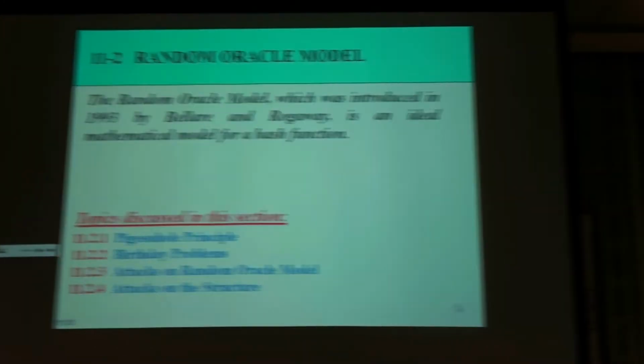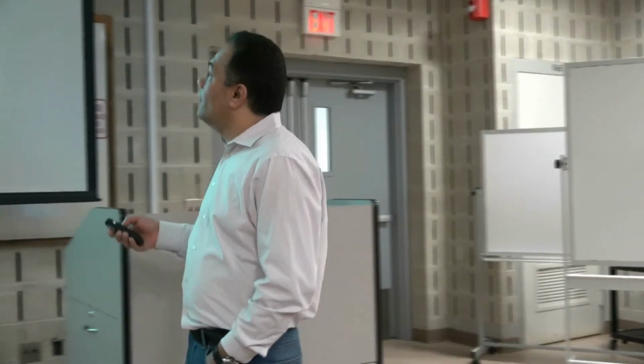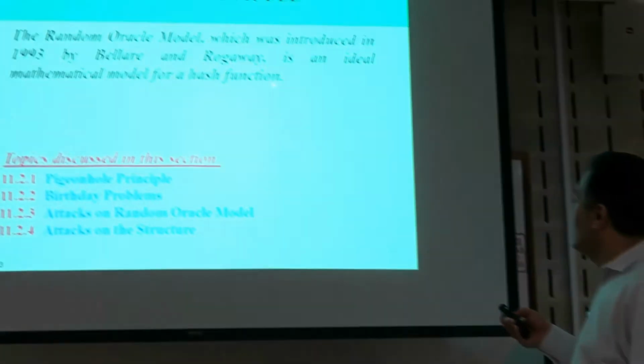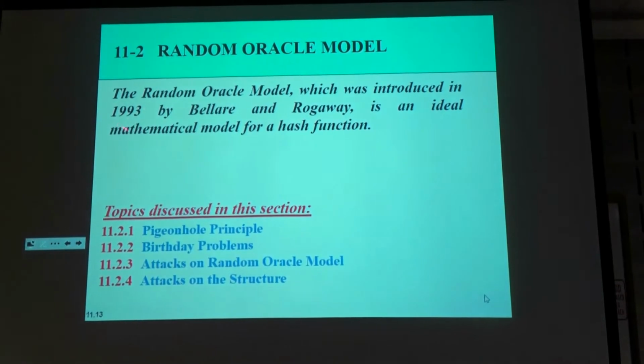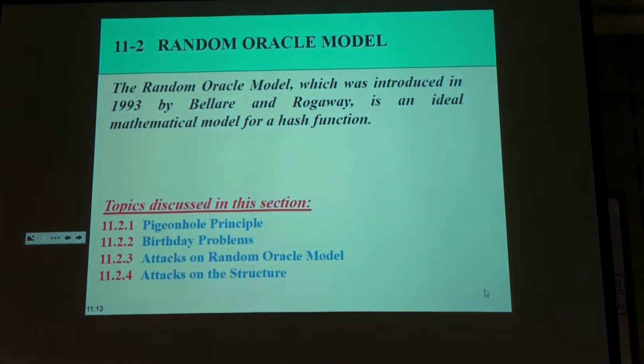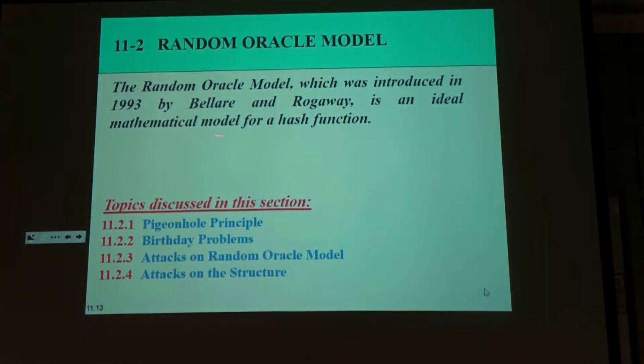Alright, so we are talking about hashing function to create a digest. There are multiple hash functions, we're going to talk about them next time, some of them are very complex, okay? But the random oracle model, which was introduced in 1993, is an ideal mathematical model for a hash function. So let's talk about ROM, alright?